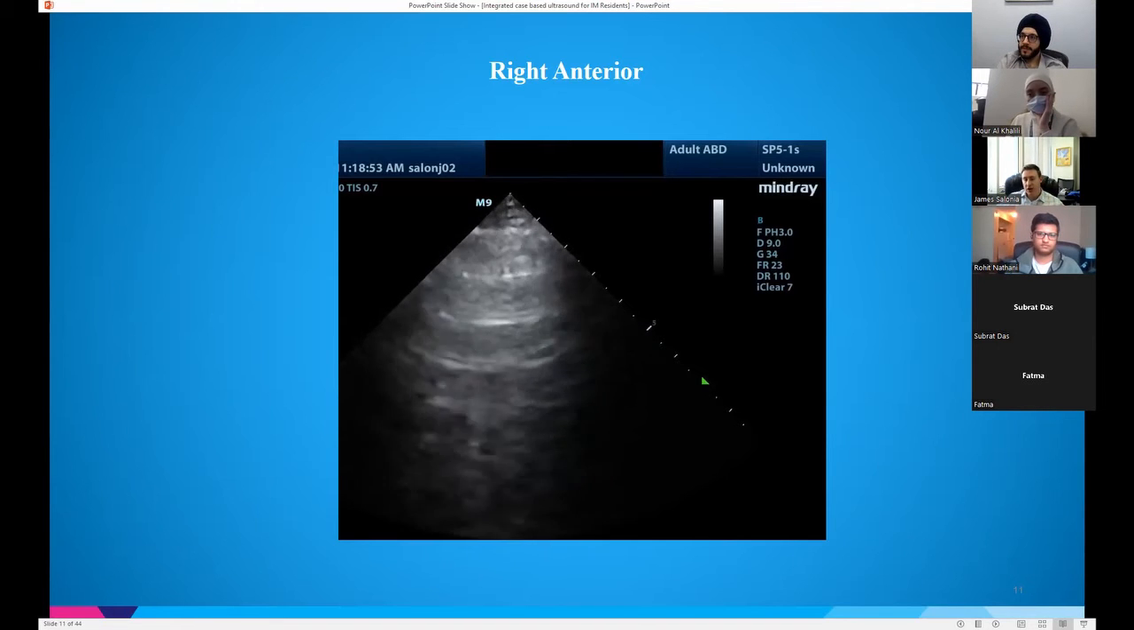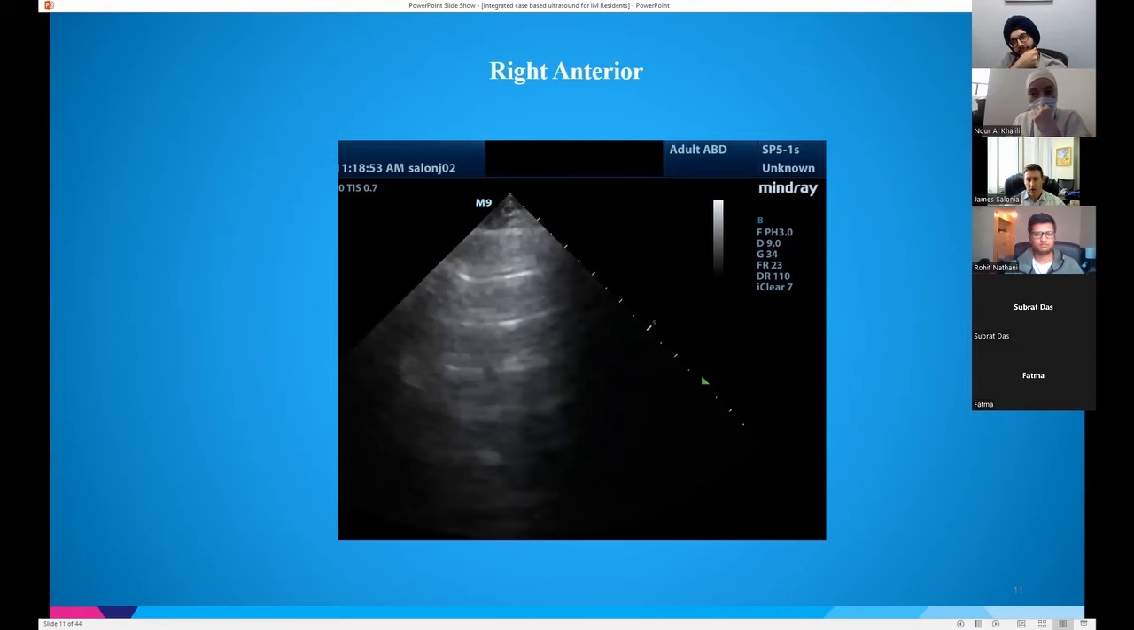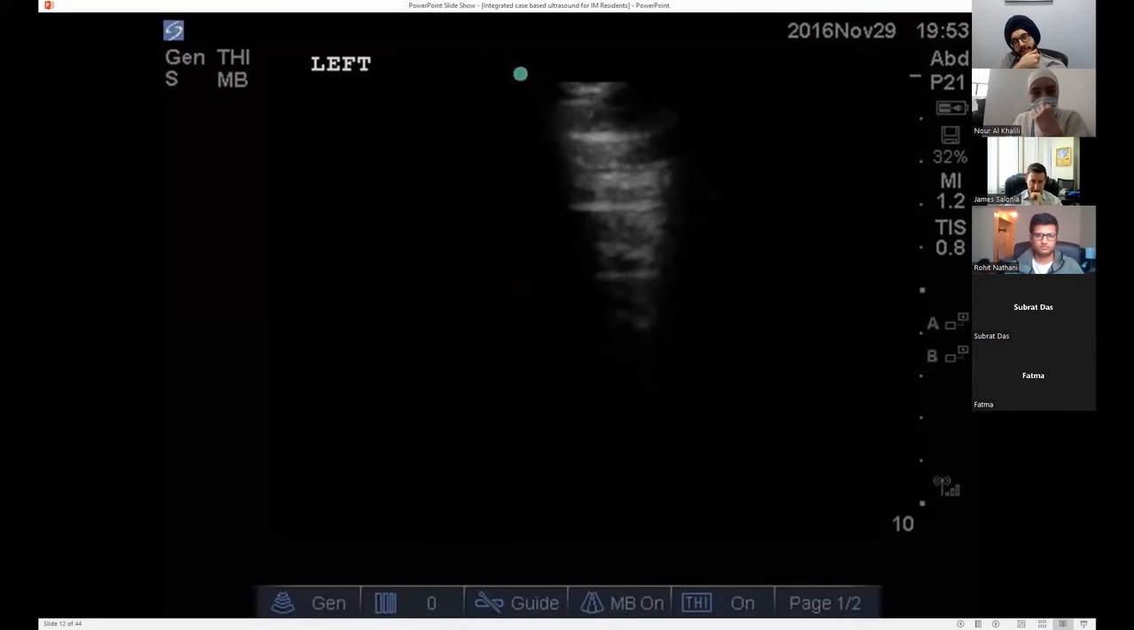I see A lines. What is another condition where I can have air in the lung and somebody could be very, very unstable? Pneumothorax, but we have the sliding sign, so I don't think we have it. We have no pneumothorax. So this is what we call an A profile here, right? A lines and sliding lung is an A profile. So now let's take a look at the left side.